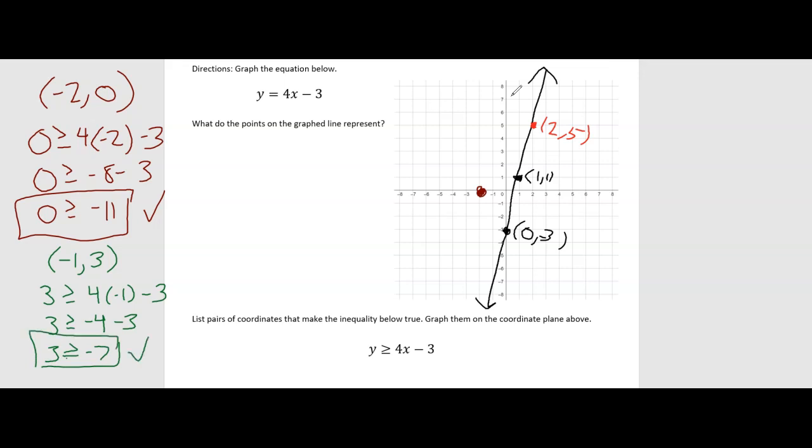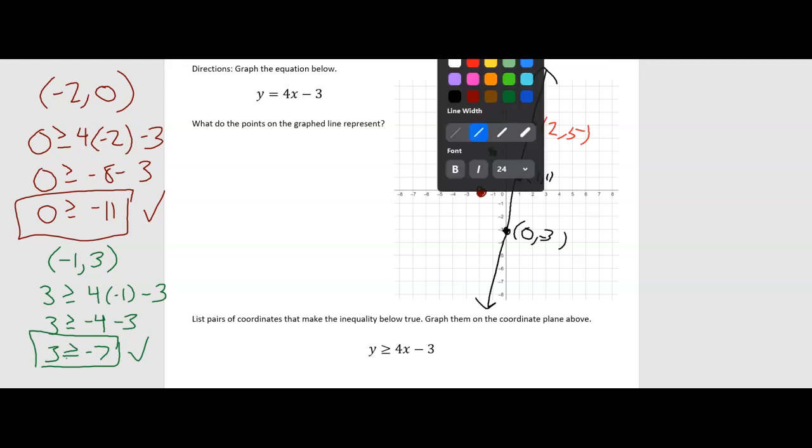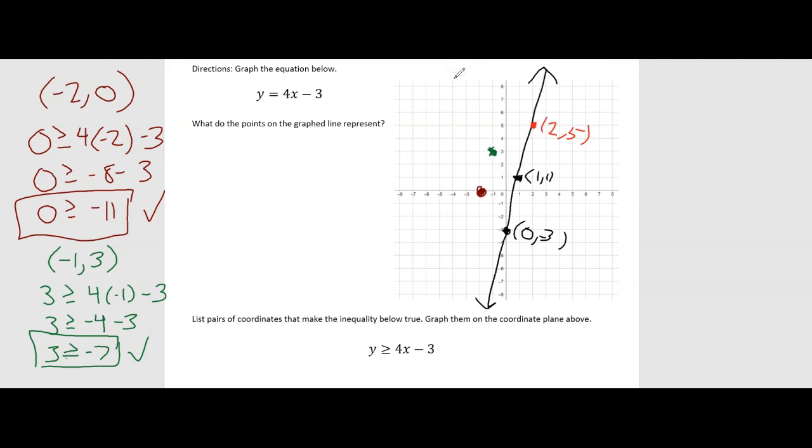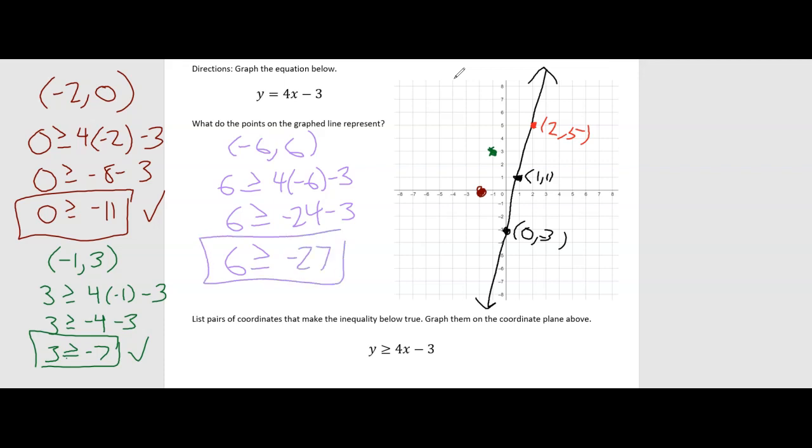Again, that checks out. That works. So we can plot it. Let's do 2 more. Let's do -6, 6. So I get 6 is greater than or equal to 4 times -6 minus 3. I get 6 is greater than or equal to -24 minus 3. And I get 6 is greater than or equal to -27. Also true. So I can plot the point -6, 6.